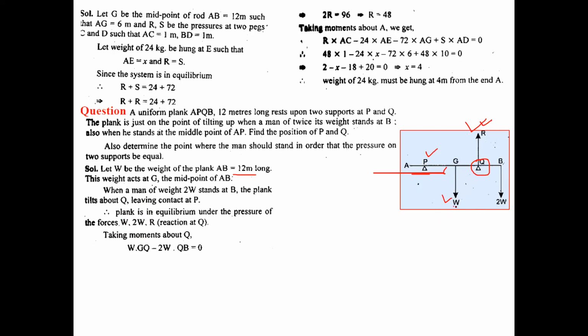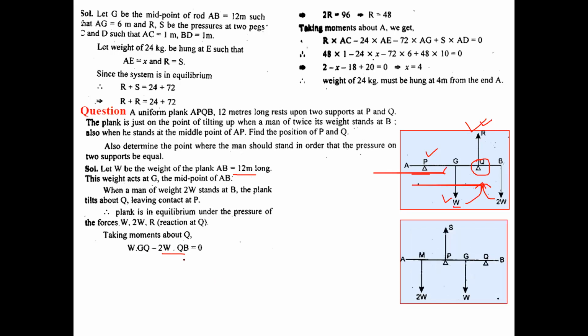So for W, the distance will be GQ, and it is in the anti-clock sense, but for 2W it is in the clock sense. So 2W gets a minus sign and the distance is QB. So we get this equation.